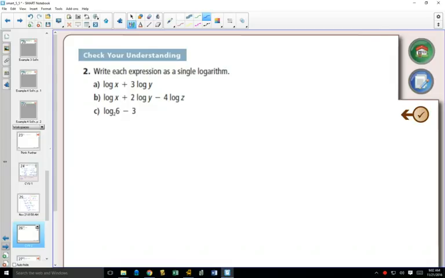Because in all of our log laws that are listed on our formula sheet, on the right-hand side, it's a single log. On the left-hand side, it's either adding, subtracting, or a log that's being multiplied by something.